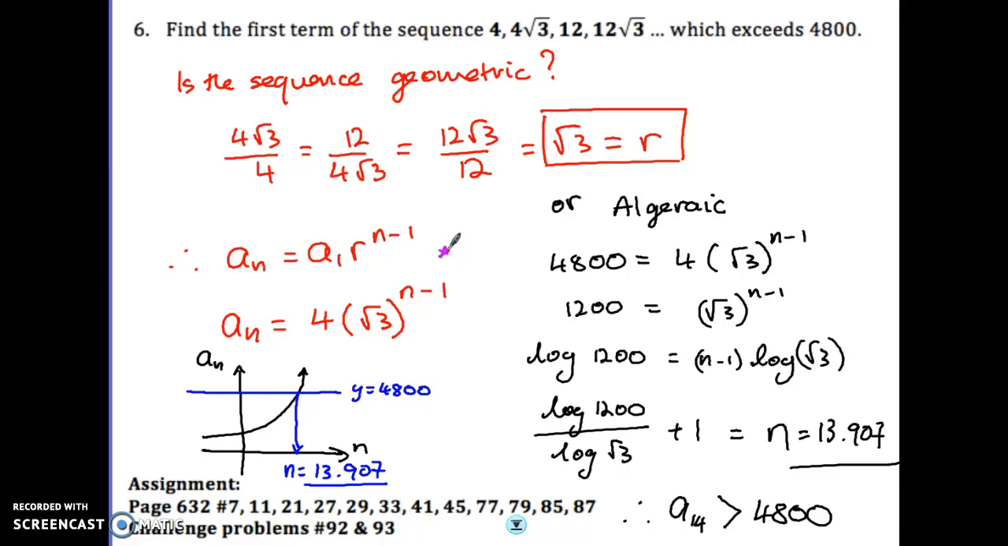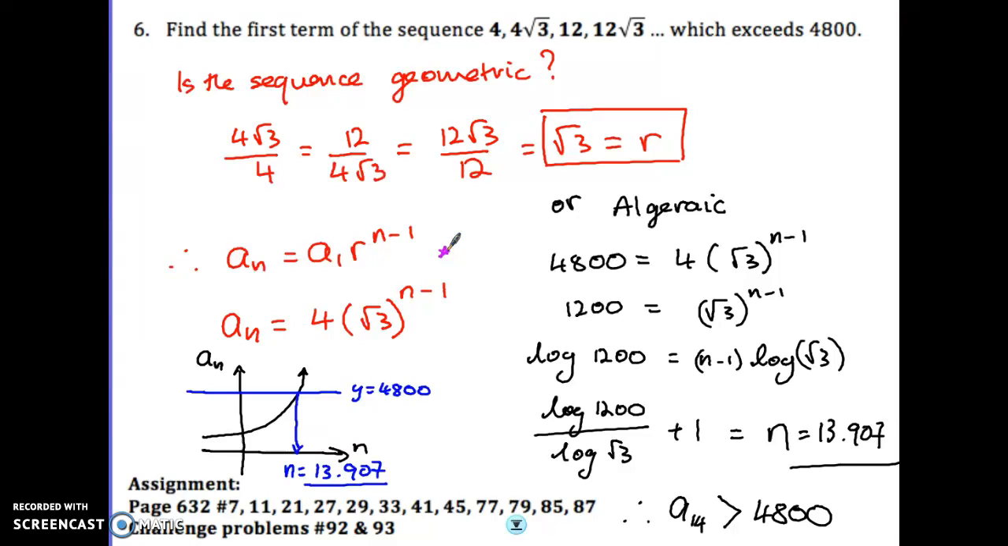You can either approach it graphically and draw a graph of AN versus N, and then see when this graph exceeds 4,800. Or you can go about it algebraically and use logarithms. And I've used log base 10 simply because log base 10 is what you'll have access to when you're in test mode. Once we've established that n is equal to 13.907, we must remember that n represents our position in the sequence, and so it must be an integer value. And so the first term that's going to be greater than 4,800 is actually the 14th term.